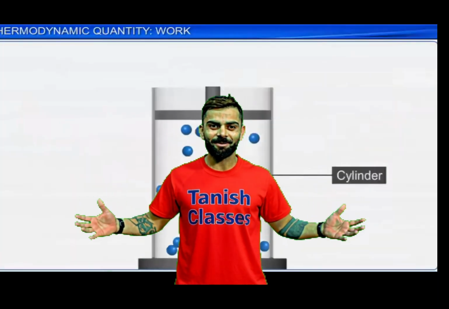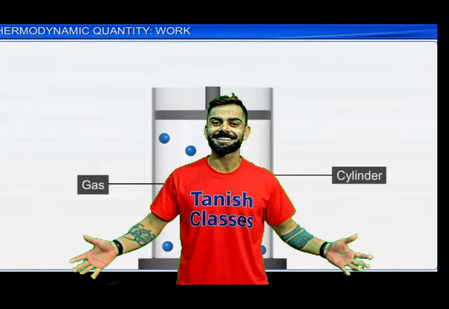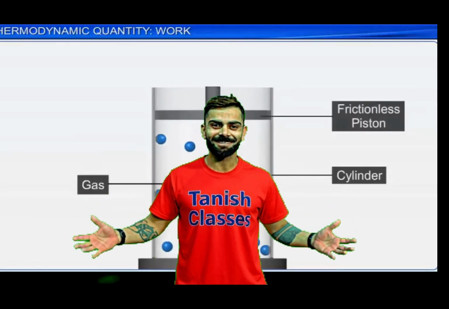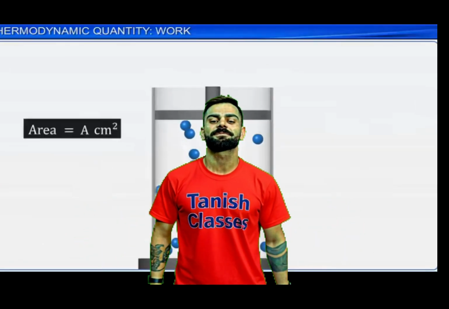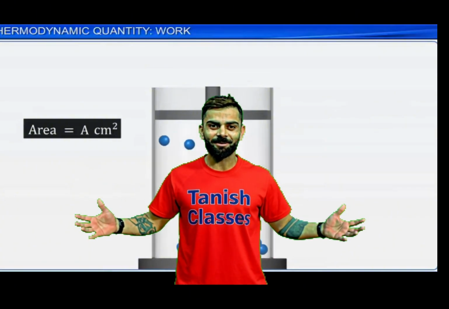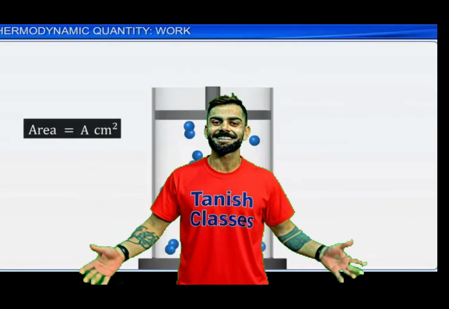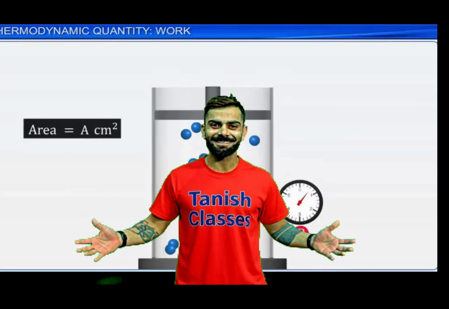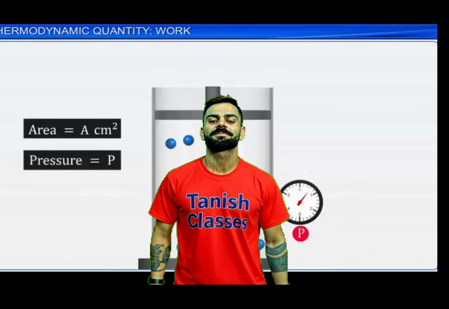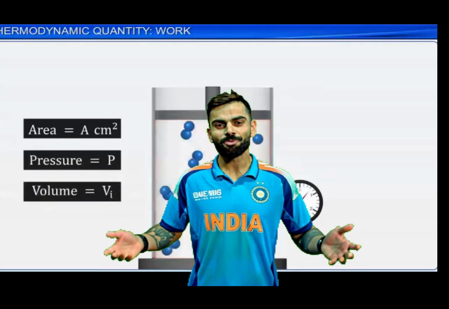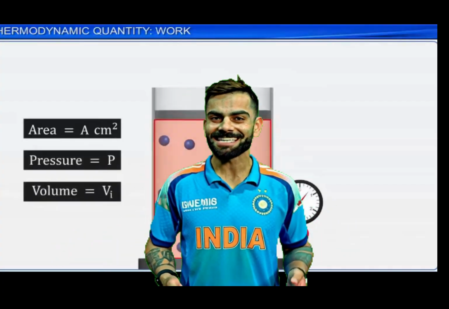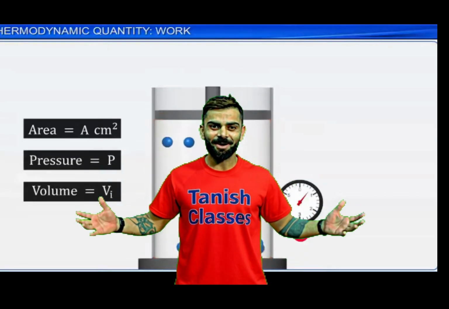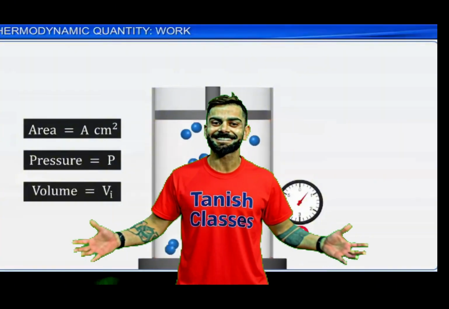Consider a cylinder filled with 1 mole of an ideal gas and fitted with a frictionless piston. Let's say the area of the cross-section of the cylinder is A square centimeter. The pressure of the gas inside the cylinder is P, and the volume of the gas inside the cylinder is Vi. Here, Vi stands for the initial volume of the gas.